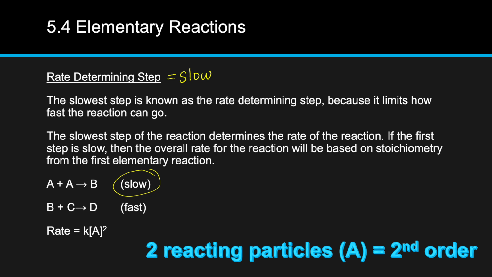In the example shown, the first step is slow and involves 2 particles of A colliding to form B. Since this step limits the reaction, the rate law is going to depend only on the reactants in that step, giving you a rate law of rate equals k times the concentration of A squared because it's second order. This means that the reaction is second order because two particles of A are involved in the rate determining collision.